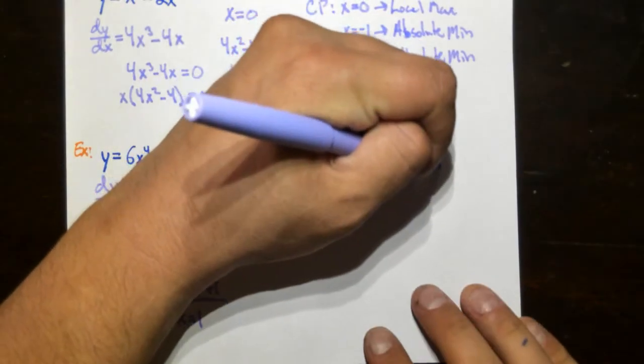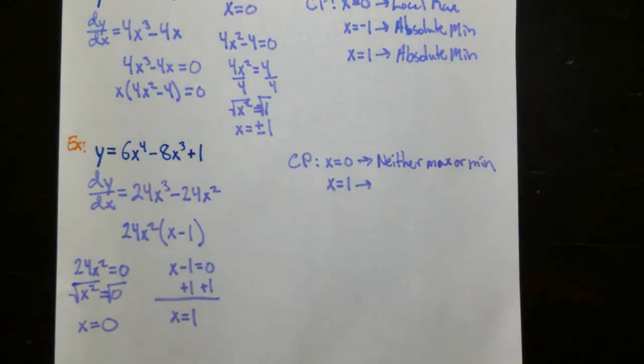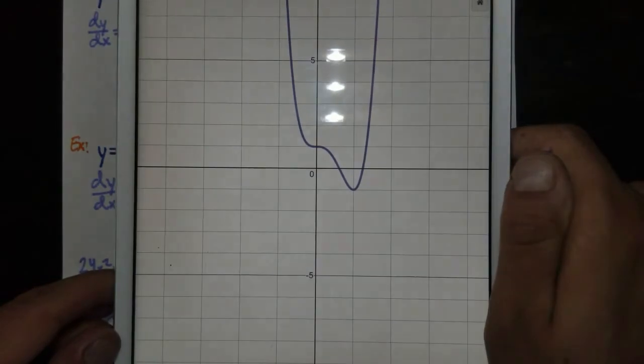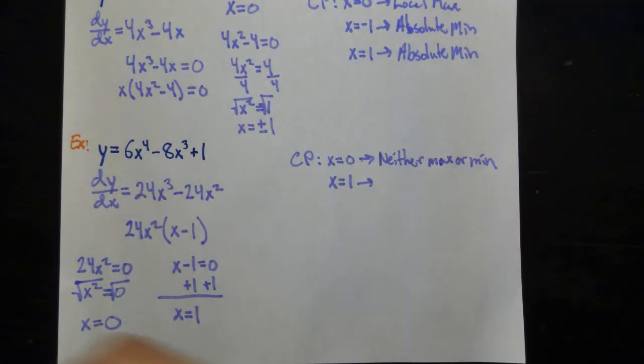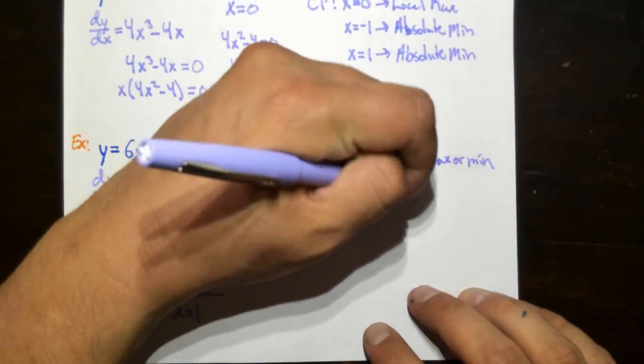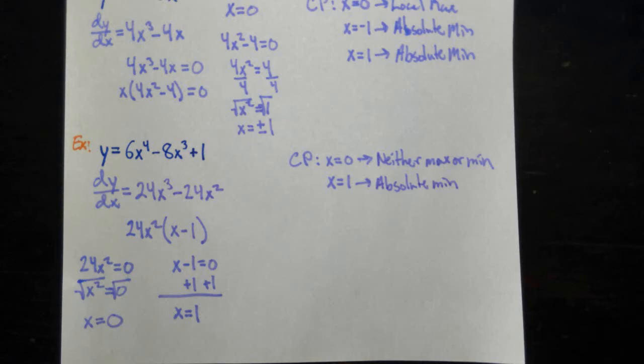min or max. And then at 1, we can see that this is an absolute min. This is the lowest that this function goes. So it's an absolute min. All right. I have 2 more examples for us.